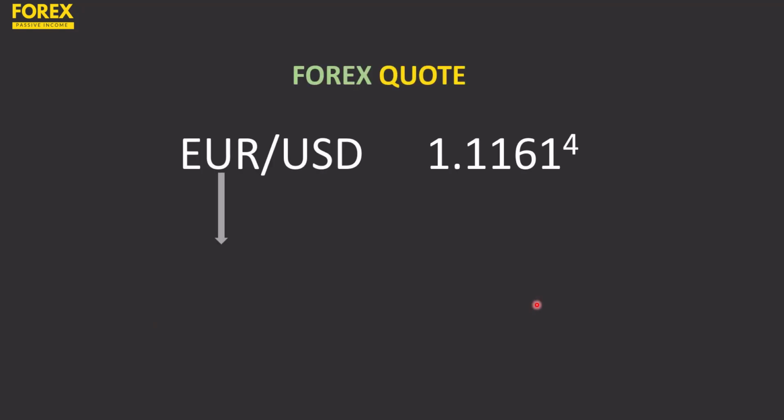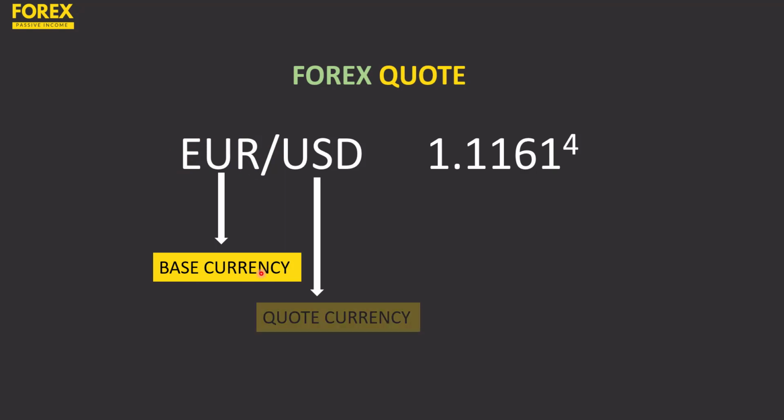Now, still on the quoting system, you should understand that the first currency in the pair is what's called the base currency, while the second one is always called the quote currency. So take note of this. And one important factor you should understand is that the value of the base currency is always 1. The value of the base currency is always 1.